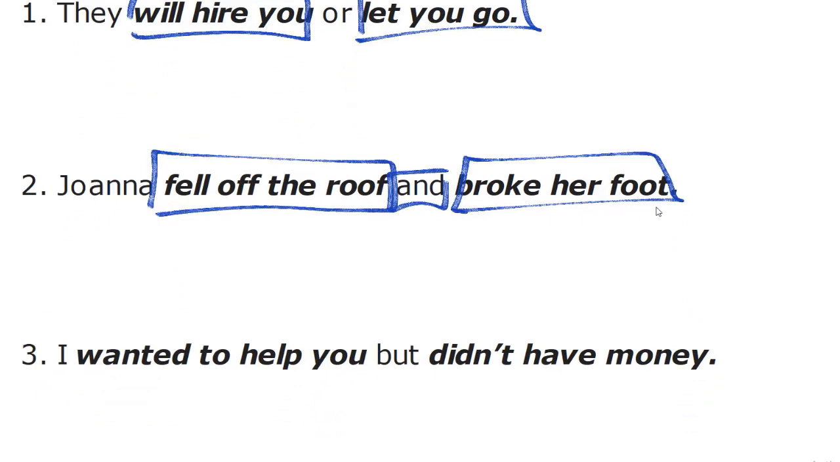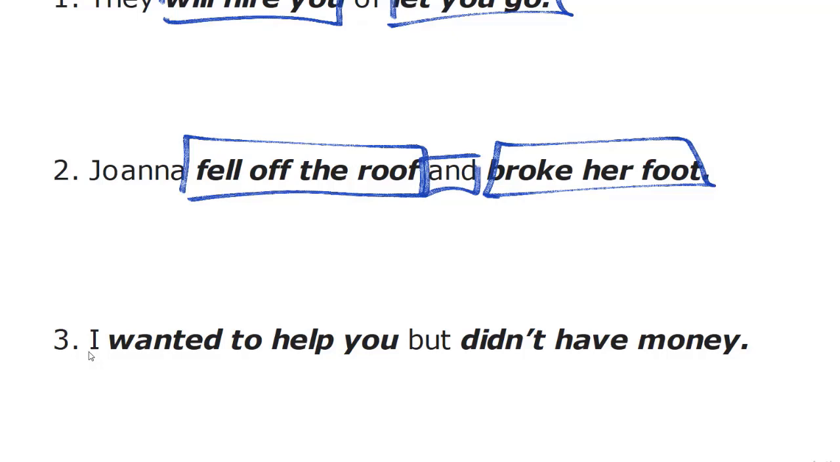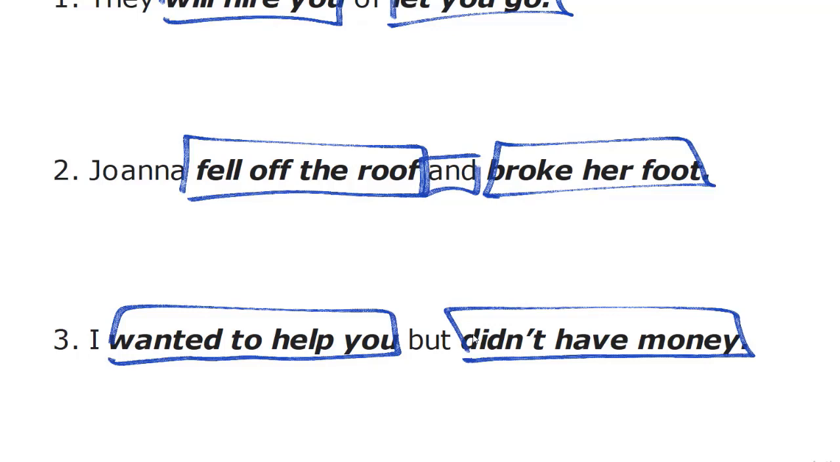I wanted to help you but didn't have money. So, wanted to help you is our first predicate, right? Did not have money is a second predicate, right? And both these actions are referring to the same subject, I. I wanted to help you. I didn't have enough money. So instead of writing two different sentences, I can just write one sentence and have two predicates, a compound predicate. This is what a compound predicate is.